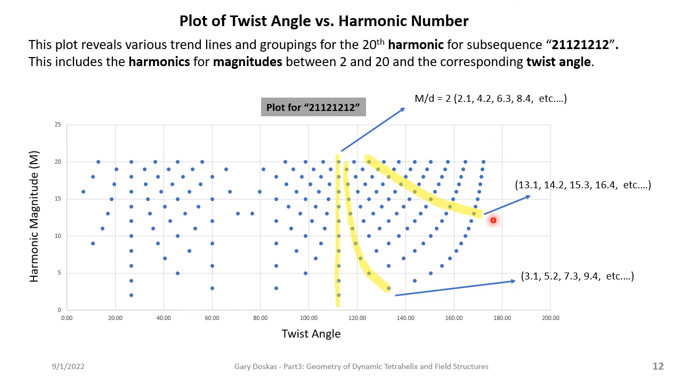This next grouping shows the magnitude of the harmonic increasing by 1, as well as the depth of the harmonic increasing by 1 for each data point. This trend line shows a group of increasing, odd-numbered harmonics, where the depth of the harmonic also increases by 1 for each data point.